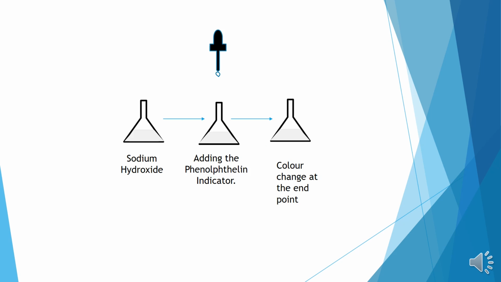Here you can see what will happen when we are using the indicator. This is the indicator we are adding. We are adding 1 drop of phenolphthalein to the sodium hydroxide flask, and then let's see what will happen when we are carrying out the titration. After adding the phenolphthalein indicator, we can carry out the titration, and you can easily understand the color change from this diagram. The color change is from colorless to pink.